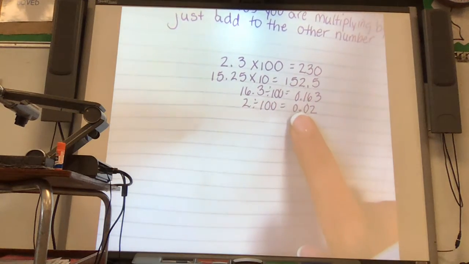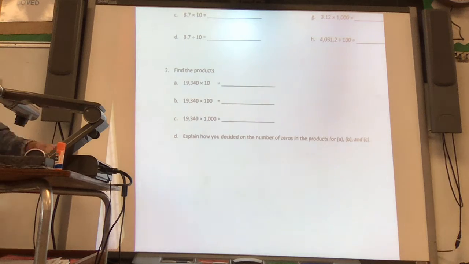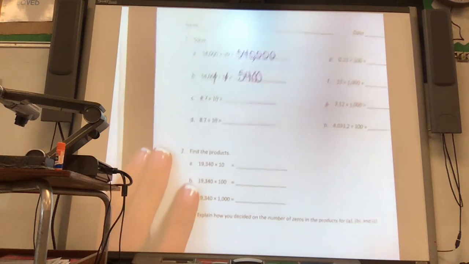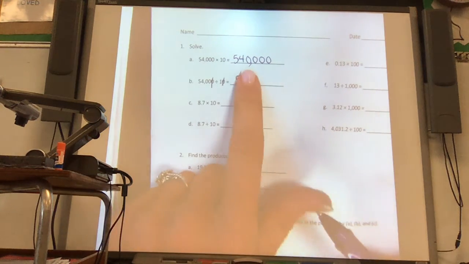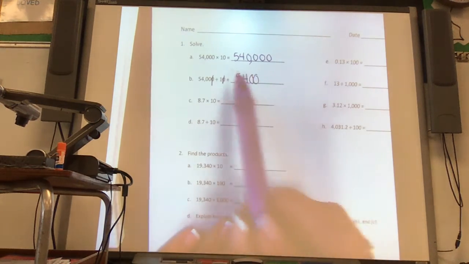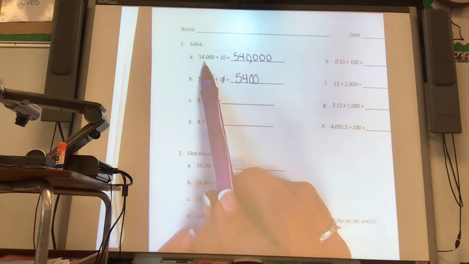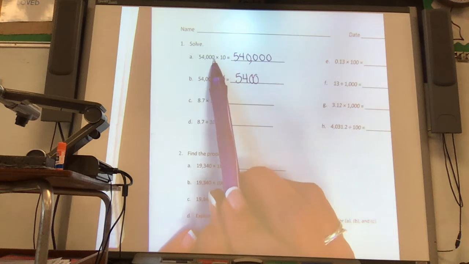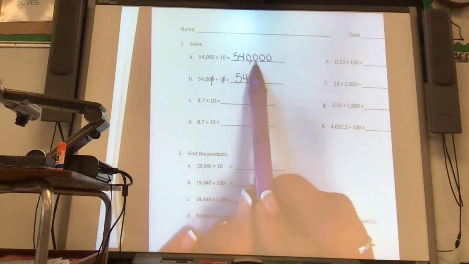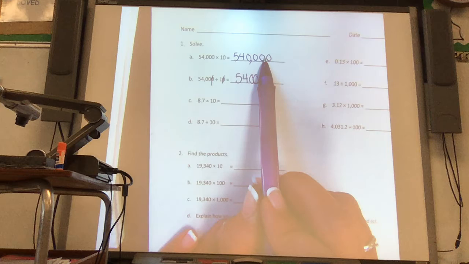2 hundredths. Then we went on and worked in our workbook, and letter A follows the rules that we put in our notebook about a whole number. So we have 1 zero, and we're multiplying, so we can just take that 1 zero and add it on, and we come up with 540,000.